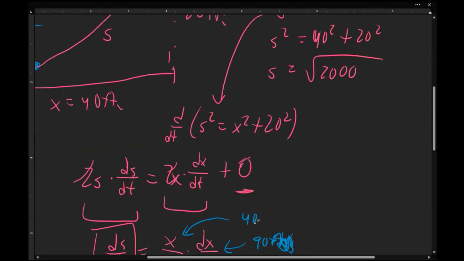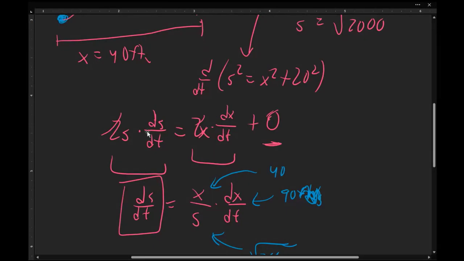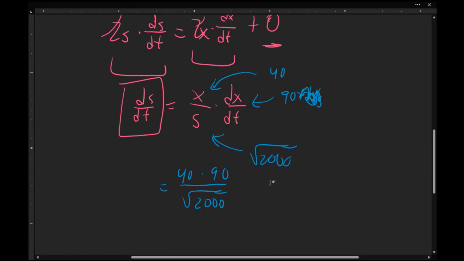When you do implicit differentiation, you end up with this equation, and various things cancel out. Constants go away, so it doesn't matter how big this is. Then you just plug in everything you've defined. They gave you the 40 feet away, they also calculated the square root of 2000 distance away, and gave you the 90 feet per second speed. When you plug them all in, that should give you the speed at which it's getting further away from the point.